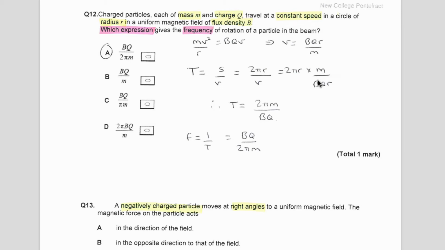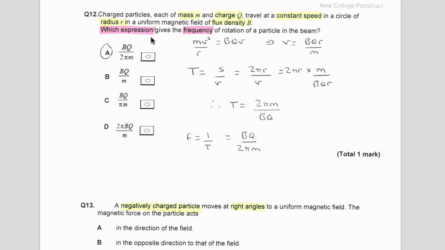Okay, so these are the solutions to questions 12 and 13 of the magnetic fields homework booklet. In question 12, we've got some charged particles. Each of these charged particles has a mass of m and a charge of q, and they're all travelling at a constant speed in a circle, and the circle has a radius of r. Associated with this is a uniform magnetic field, and that has a flux density of B.